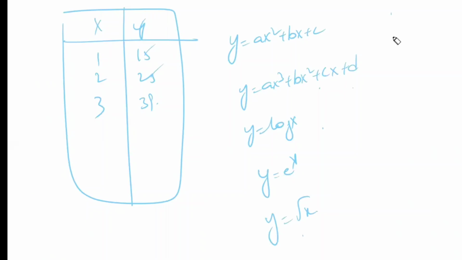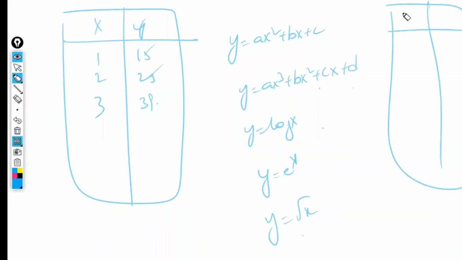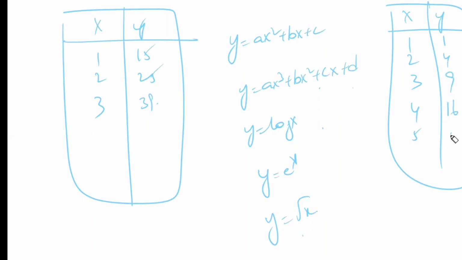For example, I have data like this: x and y, 1, 2, 3, 4, 5. And here y is equal to 1, 4, 9, 16 and 25. In this case, what is the equation?